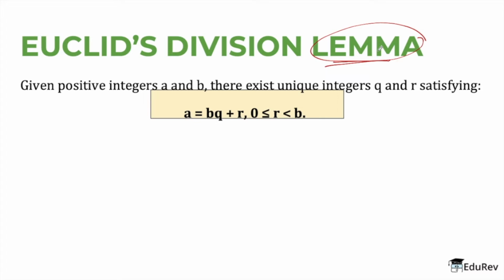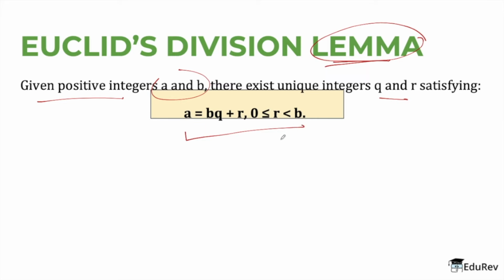So these form two statements, and each part of this statement actually explains the other. So in easy terms, a lemma is nothing but a proven statement that is used to prove something else. And this is why there is Euclid's division lemma, because there is this statement that was given by Euclid: given positive integers a and b, there exist unique integers q and r satisfying this.